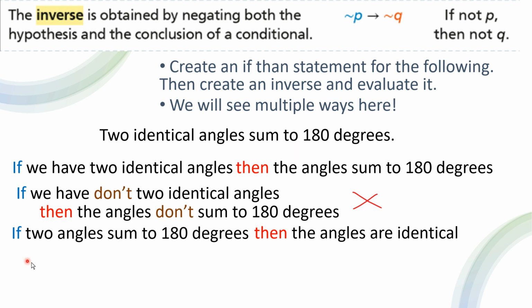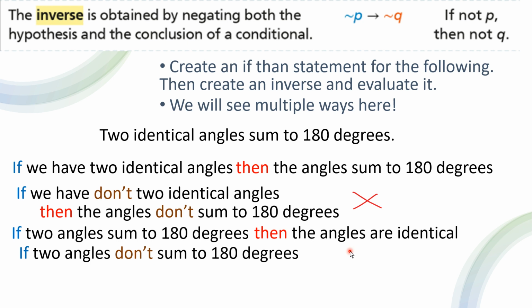All right. So now, let's look at the second one. If two angles sum up to 180 degrees, then the angles are identical. If two angles don't sum up to 180, then angles aren't identical. Again, not necessarily true. Because this one is stating that if the angles don't sum up to 180, they're not identical. Well, 45 plus 45 equals 90, which does not sum up to 180, but they're identical angles.